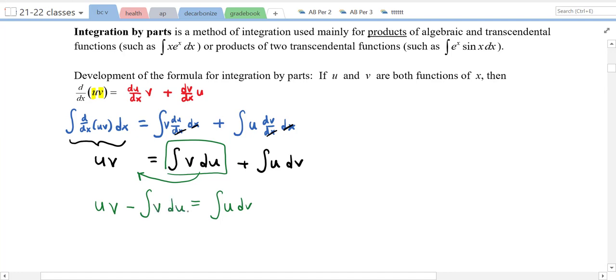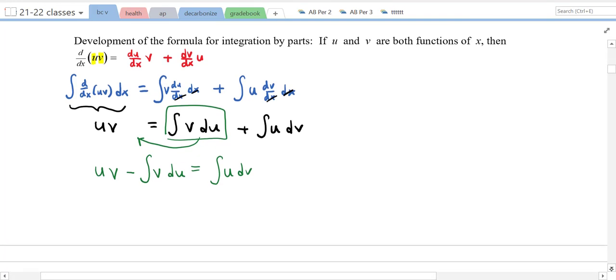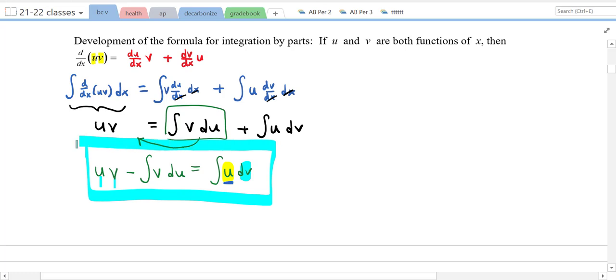And you're thinking, so what? Well, here's what I'm saying to you. Look, look, look. If you have two things multiplied together, you can call one of them u and the other thing dv, then you have this nice formula. The integral of u dv is actually equal to u times v, so the u function times the v function, minus the integral of v du.